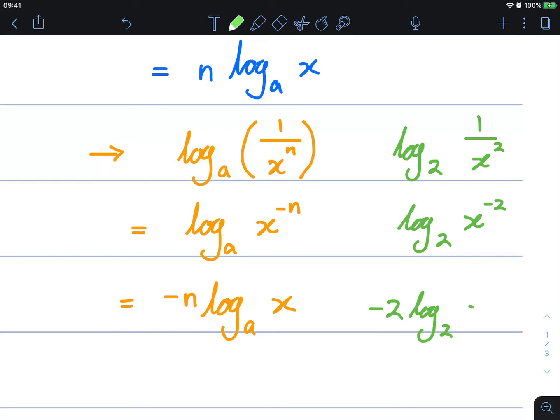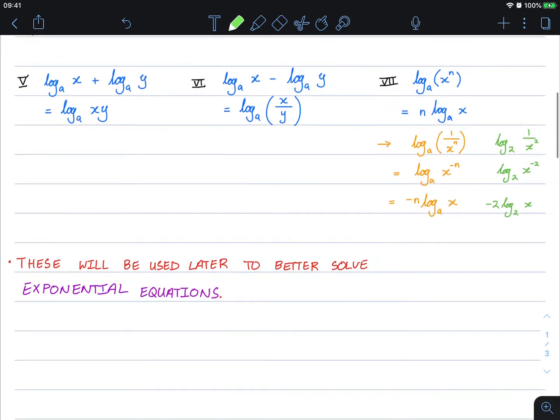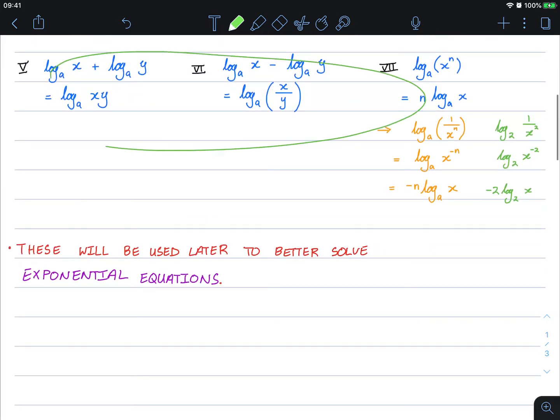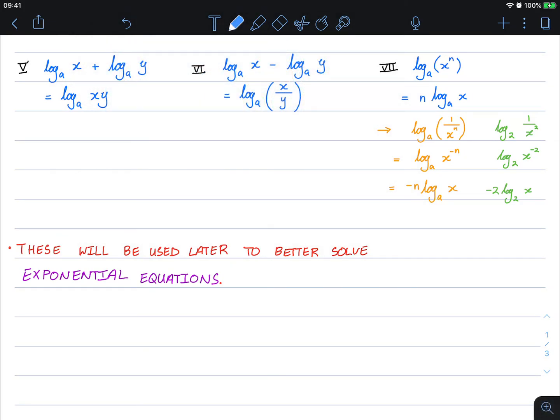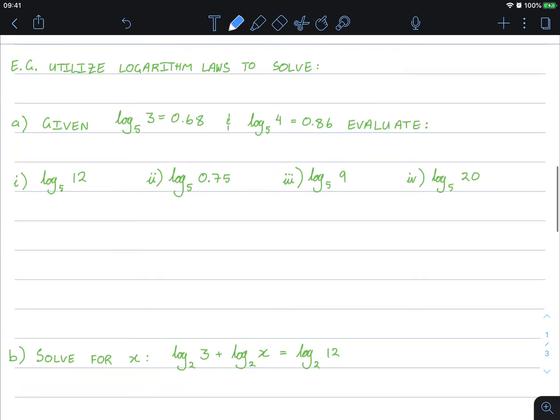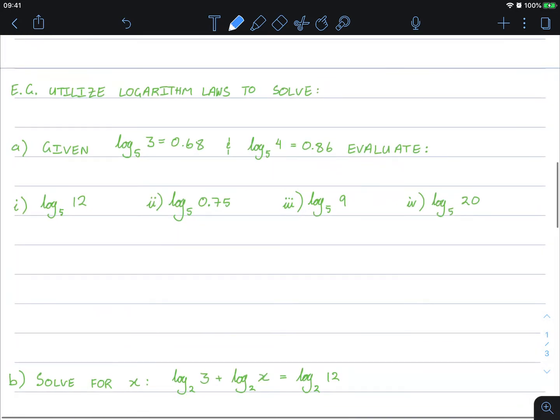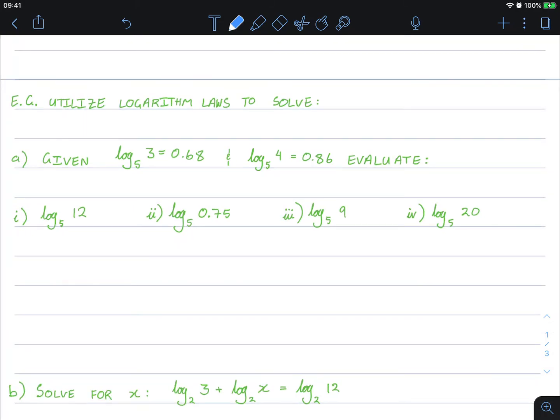So now let's use these logarithm laws, right? And these ones here will be later used to solve exponential equations far better. So let's get straight to some examples here. So given log base 2 of 3 is equal to 0.68 and log base 5 of 4 is equal to 0.86, let's evaluate these numbers here.